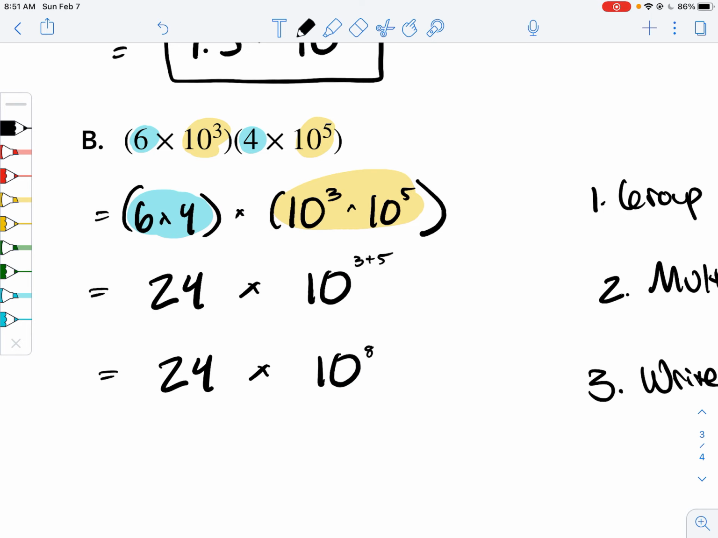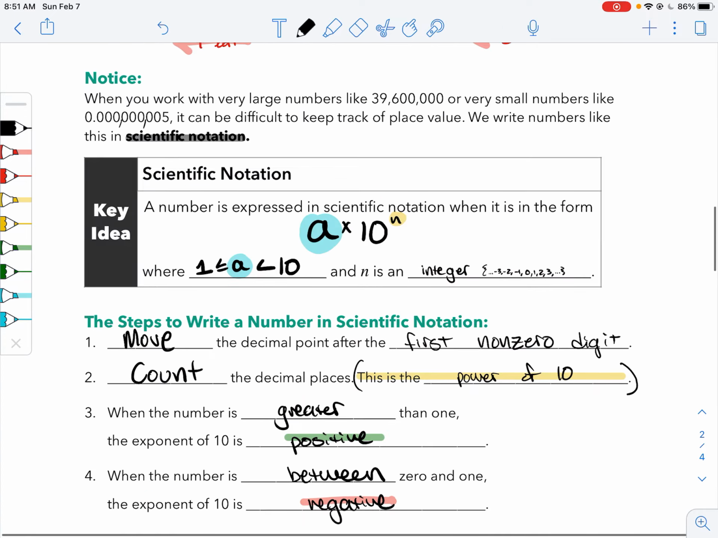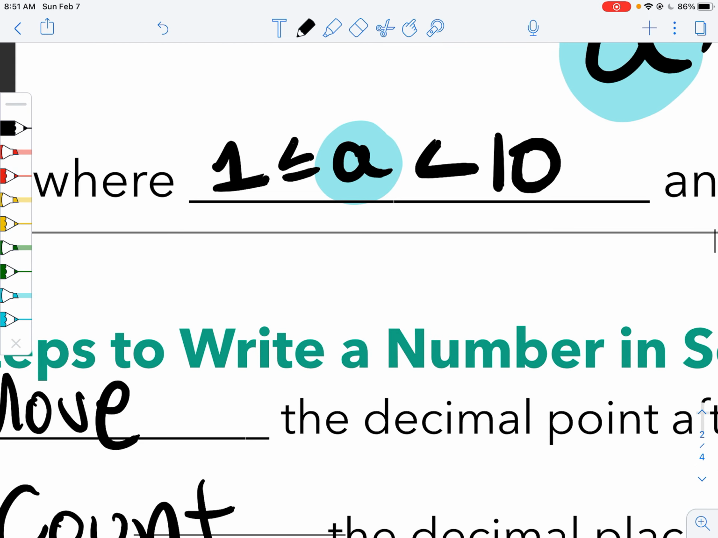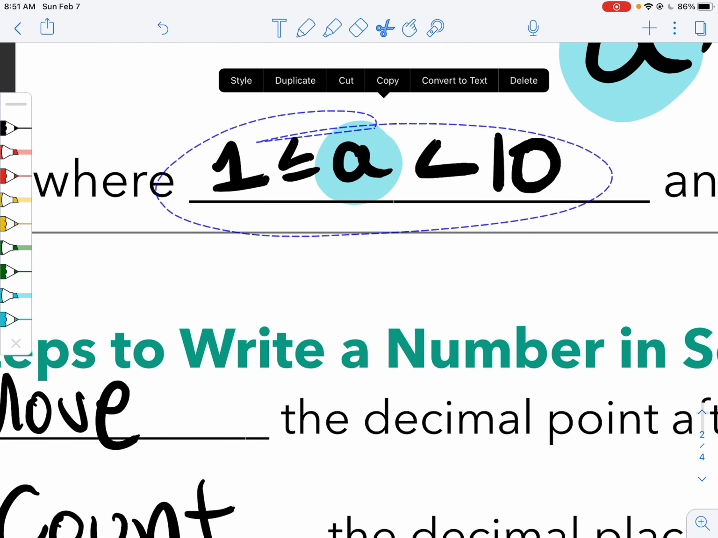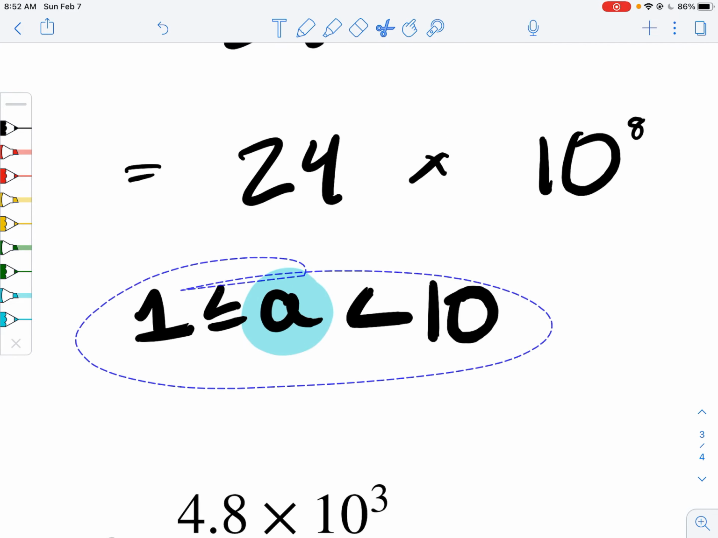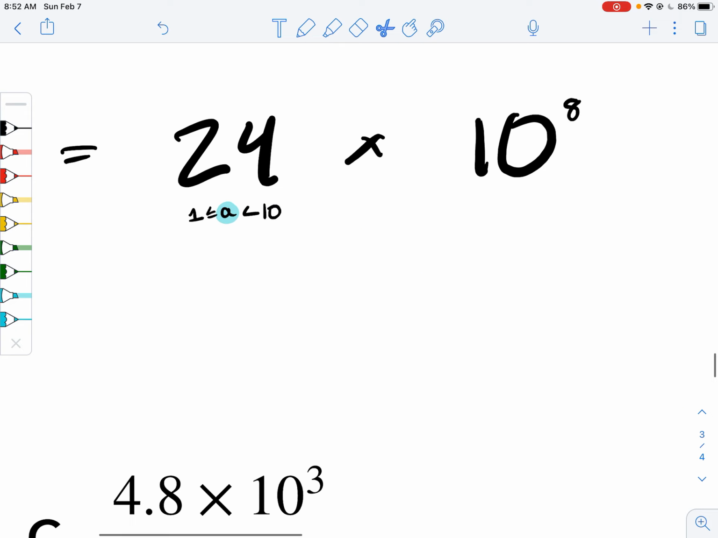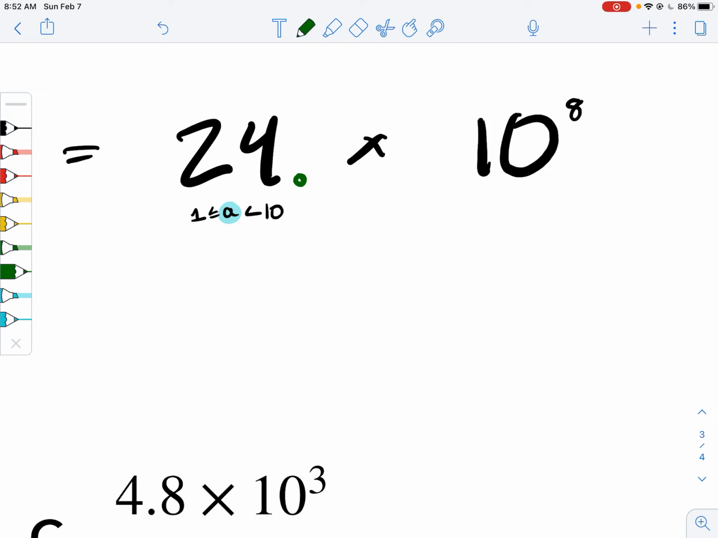8th power. Uh-oh. But guys, look at this 24. Remember, in our scientific notation notes, it needs to be between 1 and 10. And 24 is bigger than 10. That's not allowed. So because we have that happening, we actually need to do one more scientific notation move. We need to take this decimal point and we need to move him one more space. Move this up here. So that means we're going to add 1 to our exponents.